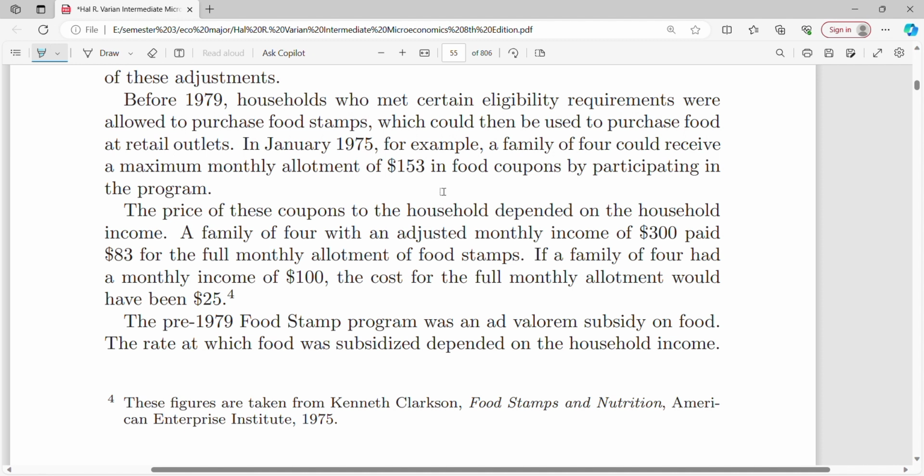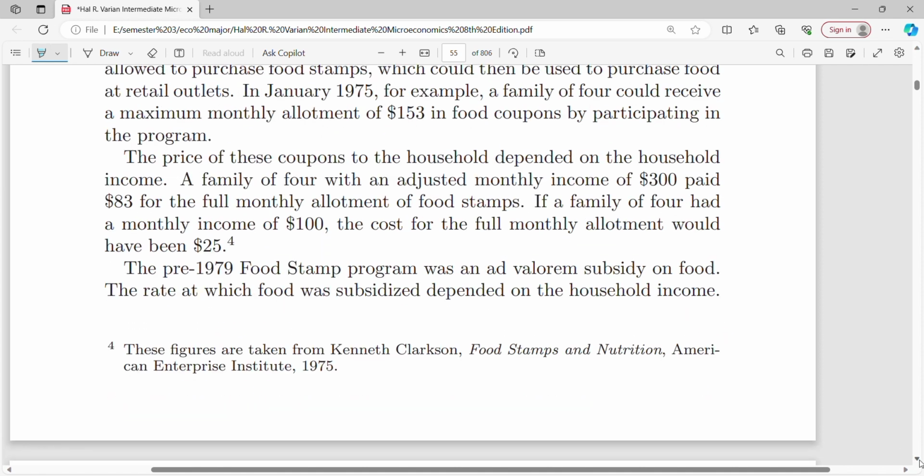Suppose a household has a monthly income of 1000 rupees, they can get this coupon with 50 rupees or something. And if a household has 1500 or 2000 rupees monthly income, those people can afford this food coupon with 75 rupees. So in that way it was.